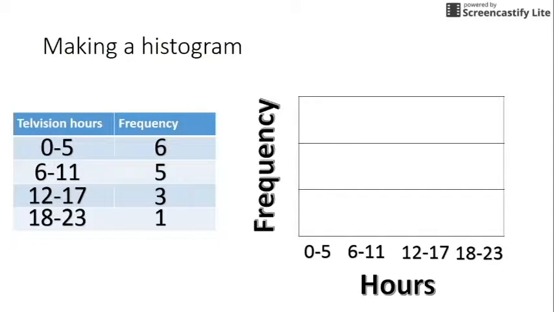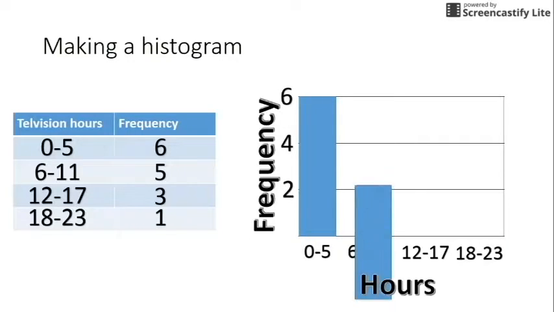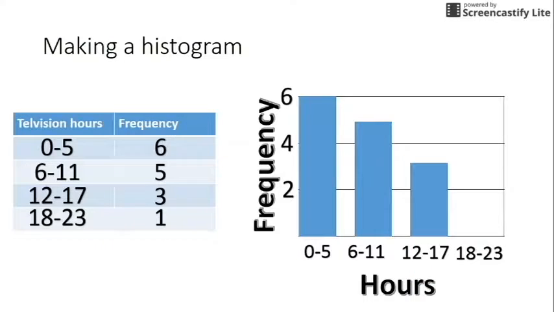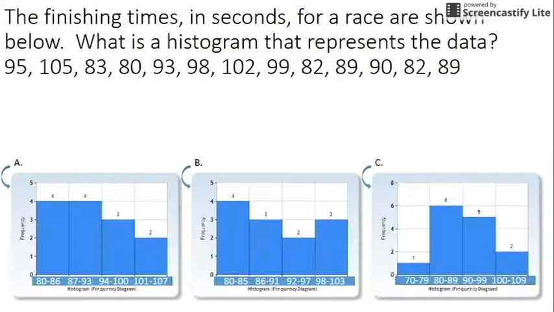On the left, we're going to put the frequencies. So our biggest frequency was 6. And so I'm just going to go from 0 to 6 and counting by 2s. Now from 0 to 5, we went as high as a 6. So I have a bar coming out of the 0 to 5 going as high as 6. From 6 to 11, we had 5. From 12 to 17, 3. And 18 to 23, 1. That's a histogram, just a bar chart showing how often we saw that number within that particular group of numbers.